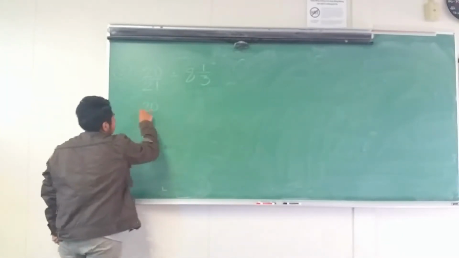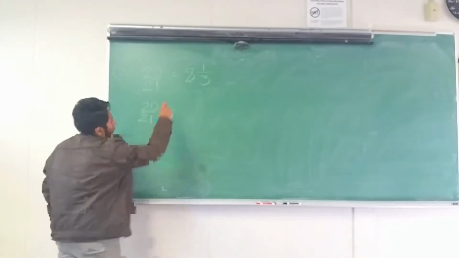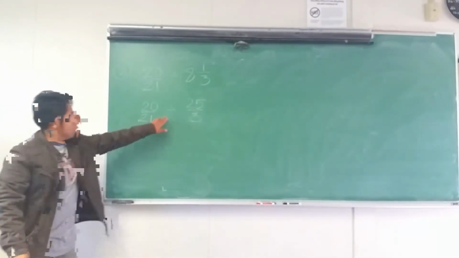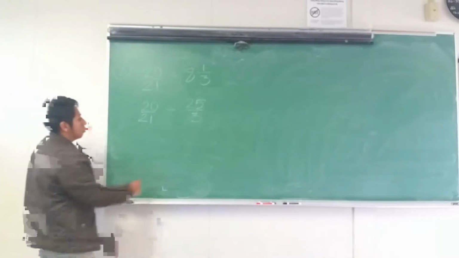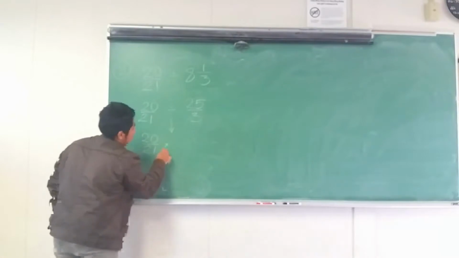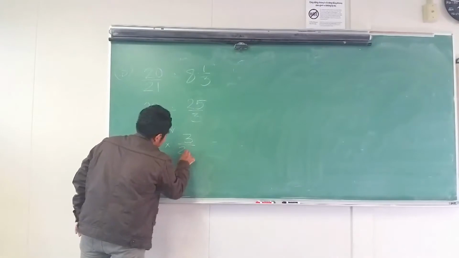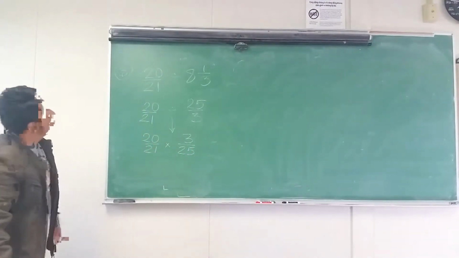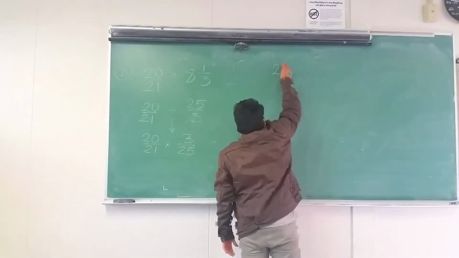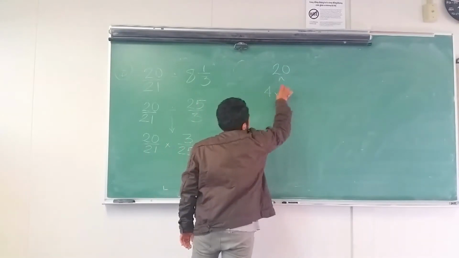So 20 over 21 divided by 3 times 8 is 24, plus 1 is 25, 25 over 3. Now it's time for us to change that division statement into a multiplication statement. Therefore, you have 20 over 21 times, I have to flip that, so it will be 3 over 25. Now let's break everything as a product of prime numbers. Let's factor that. That's 20. What times what gives me 20? It will be a 4 and a 5.